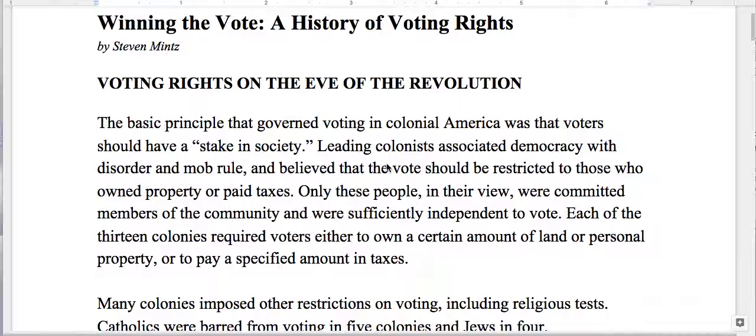In other words, to sum up this paragraph, it was believed that open democracy was mob rule. In other words, if all the people were participating in forming the government, it was mob rule, it was disorder, it was chaos. So to get away from that, we should only have those people vote that have a stake in society, and those are those people who own property and pay taxes. At the time, it tended to be upper class white males.